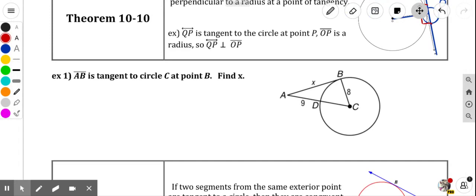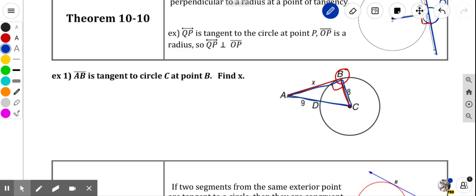So this is how we use this theorem. We have this picture here. It says AB is tangent to the circle at point B. Notice that BC is a radius. Since this radius intersects this tangent line at the point of tangency, we have a right angle here. And what this creates is a right triangle, triangle ABC. That's what we're going to use to find X.